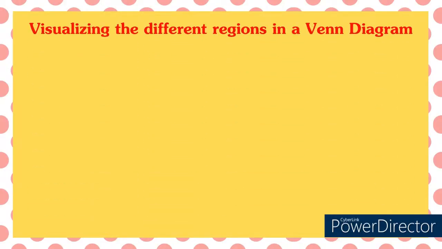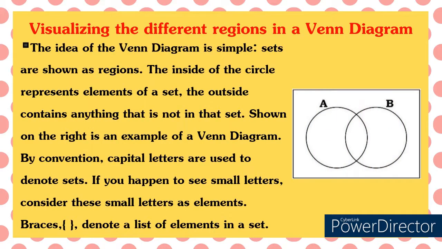So now, let's visualize the different regions in a Venn diagram. The idea of a Venn diagram is simple. The sets are shown in regions. In a region, the inside of the circle represents elements of a set. The outside contains anything that is not in a set. Shown at the right is an example of a Venn diagram.